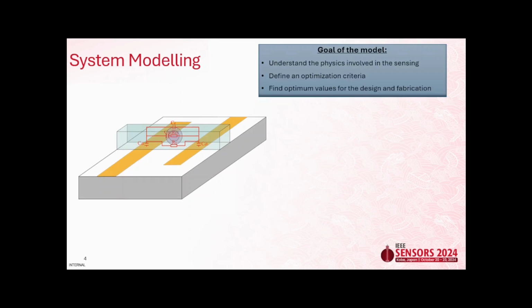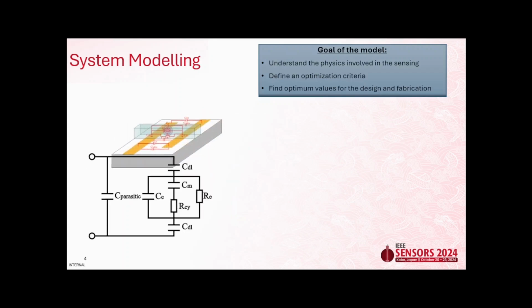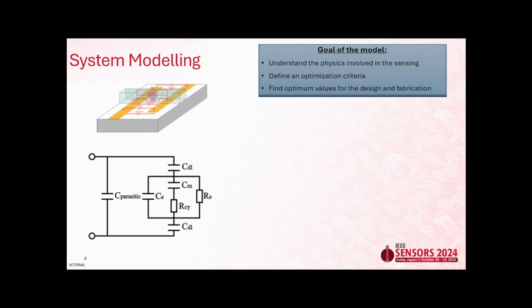And then here is the most important part of the model, which is modeling of the cell or the bacteria. We know that cells or bacteria have a membrane, and that membrane has some energy storing effect, and that energy storing effect can be modeled as a capacitor. And then we have the cytoplasm inside of that membrane, which can be modeled as a resistor. In the next step, we have the parasitic effect as a capacitor outside of the microchannel. We can also see the equivalent electrical circuit with different components of the sensing here.